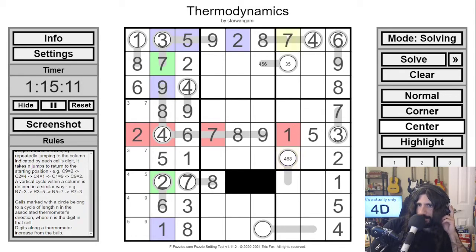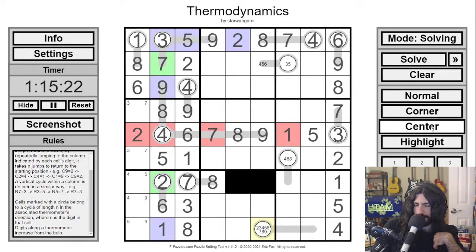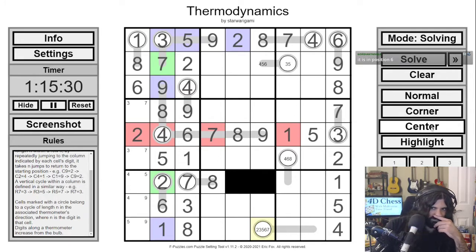Right? There's no vertical cycle that we can really depend on here. This is, let's see, 1, 2, 3, 4, 5, 6, 7, 8, 9. This can't be a 1. It can't be a 4. It can't be an 8. And it can't be a 9. It can't be a 7. It can be a 7. Well, that's really all that we get from that. That sucks.